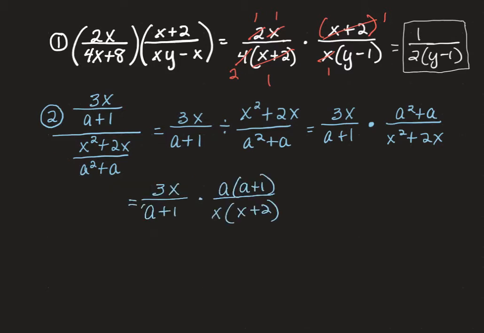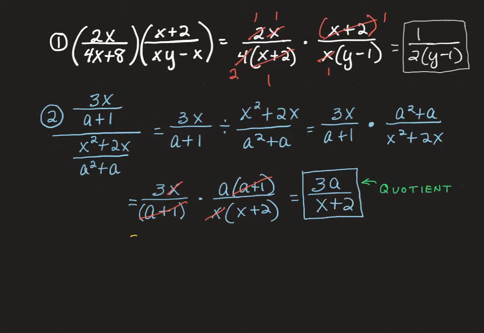When I remember that there are understood grouping symbols in the numerator and in the denominator of a fraction, it becomes clear that I have some things that will cancel here. And therefore my answer is 3a over x plus 2.